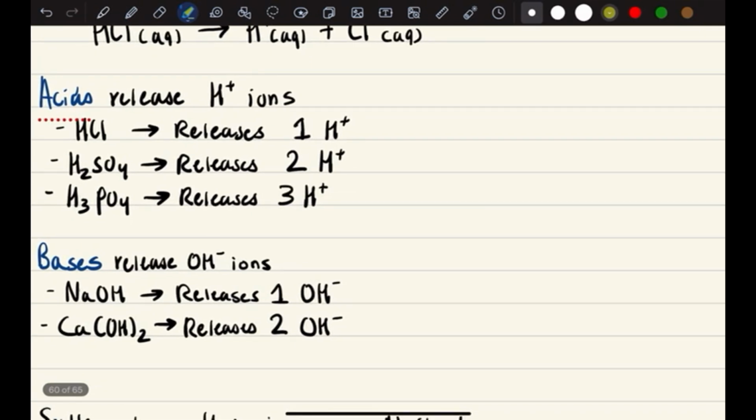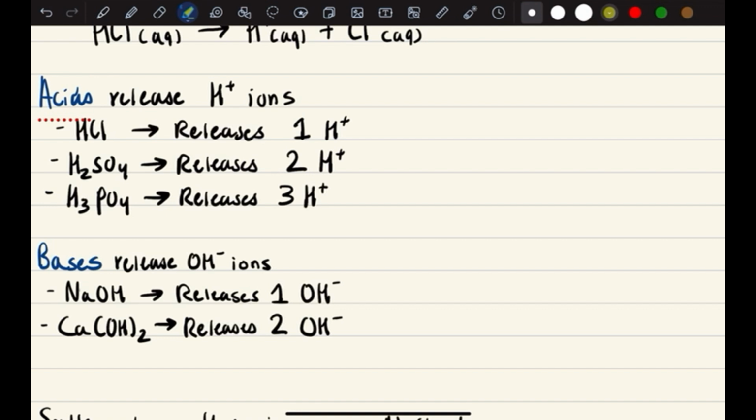Now, just be aware of this as well. Acids are going to release protons, H+ ions. For example, hydrochloric acid only has one hydrogen, so it'll release one. Sulfuric acid has two hydrogens, so it's going to release two protons. Phosphoric acid has three hydrogens, so it releases three protons. You get what I mean? These are all strong acids that are fully dissociating.